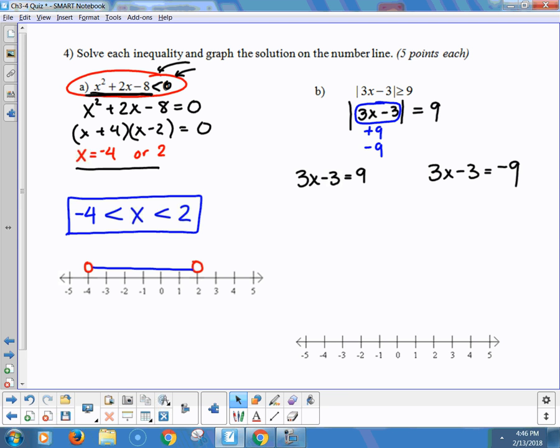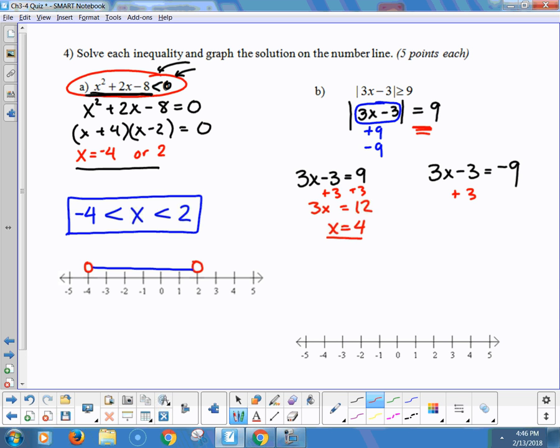And again, I'm only solving for what makes this equal. So I add 3, I get 3x equals 12. X is 4. So 4 makes this an equality. Adding 3, I get 3x equals negative 6. So x equals negative 2. So negative 2 also makes this an equality.